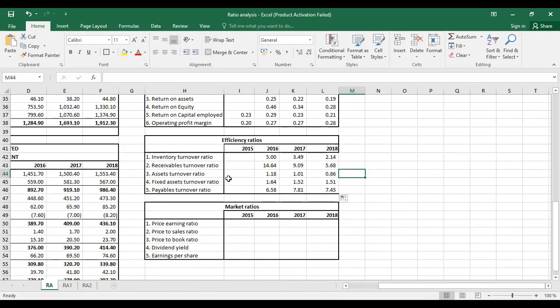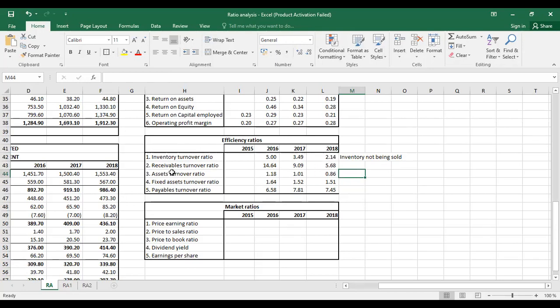Inventory turnover. Our inventory turnover is reducing. It means the company is holding on to inventories, or our inventory is not being sold, because it's reducing. And we said a higher one is favorable, while a lower one is not.